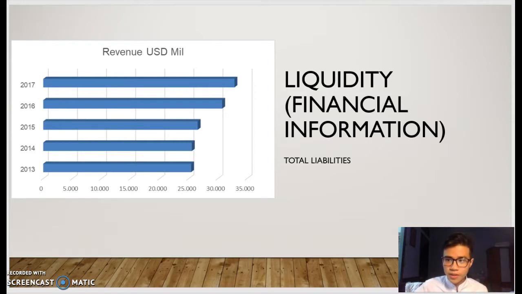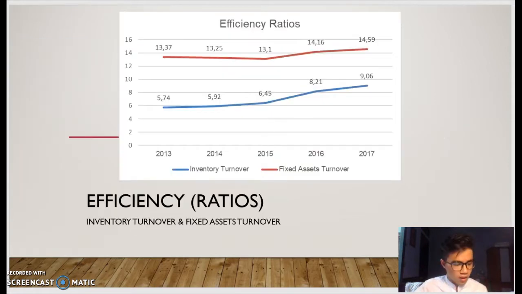Move on to the efficiency part. The inventory turnover provides the sign of how many times the organization's inventories have been sold in the accounting period, while the fixed assets turnover illustrates how effectively organizations make revenue from sales by using their fixed assets.